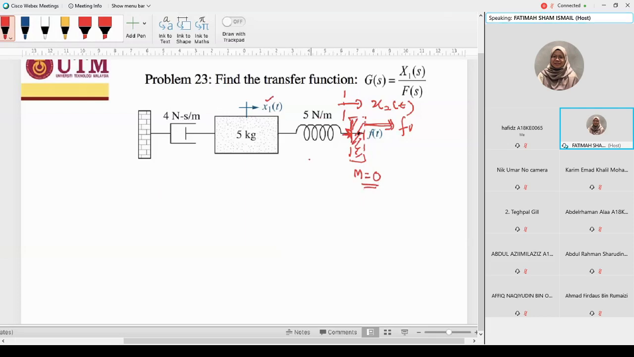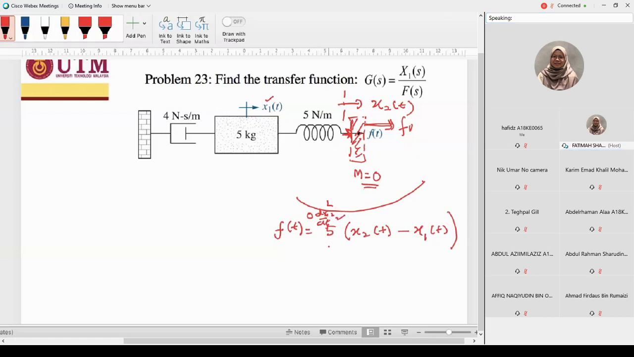In this case, you have to create the first equation here. You have force F(t) equal to your spring here, 5, with the displacement x2(t) minus the displacement x1(t). This is one equation. Because of your M0, if you put it there, M0 d²x2/dt² also can, but the value is 0. You just straightforwardly put the k, x2, because we refer to the force on the M0 here, and the displacement is x2 minus x1.